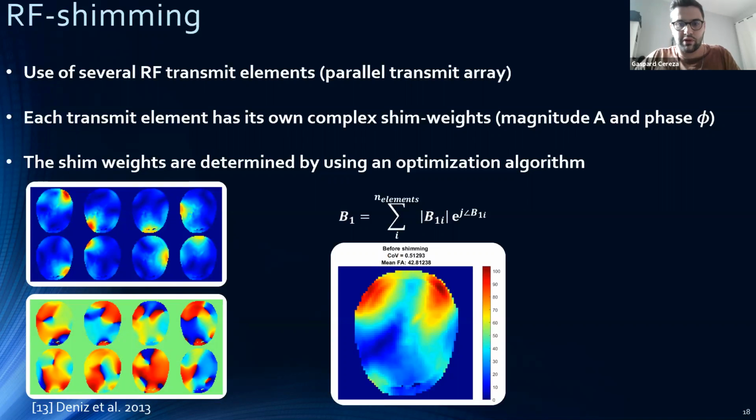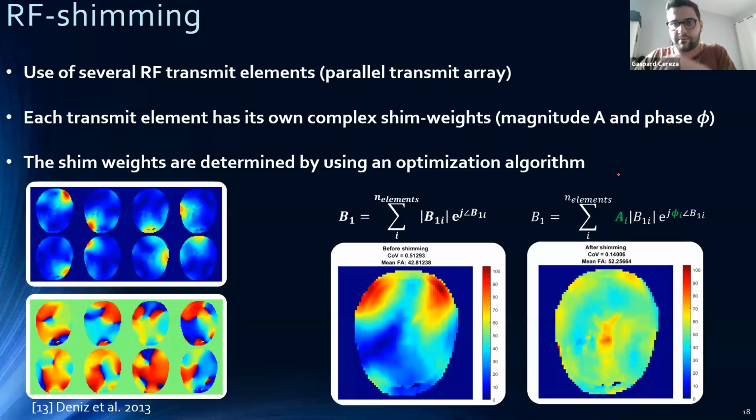And so we can see that we will have this B1 profile that is quite inhomogeneous. And by applying magnitudes and phase to each one of these 8 channels, we can have something that is much more homogeneous. So here we have a B1 field that is much more homogeneous than here. And we can see here that the COV, the coefficient of variation, which is the standard deviation over the mean, is decreased from 0.51 to 0.14. So that's a really interesting result. And here, during that optimization, that's what I wanted to do. I just wanted to minimize the COV.